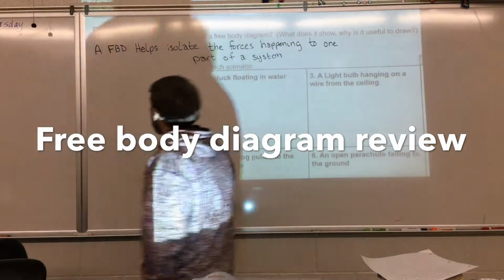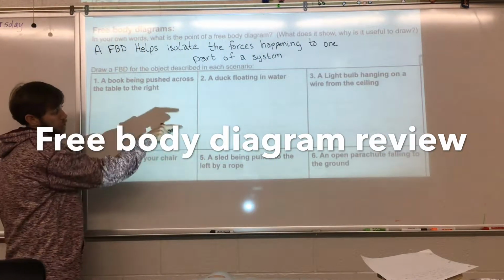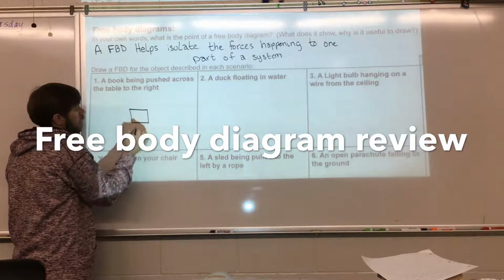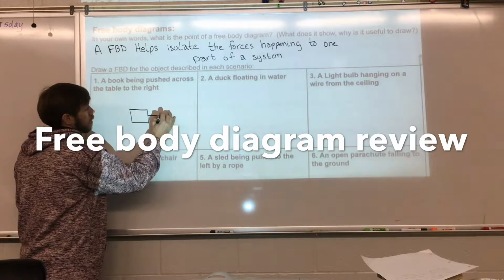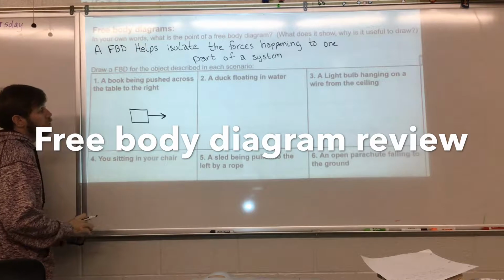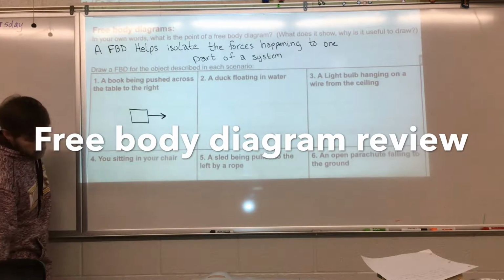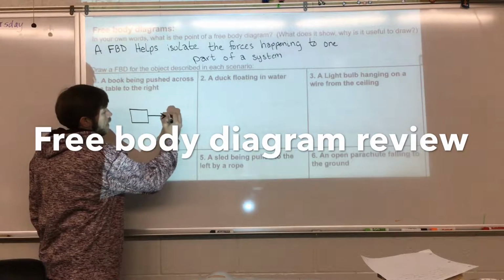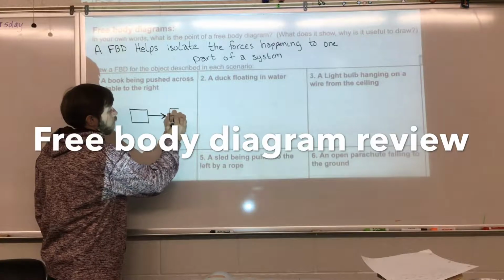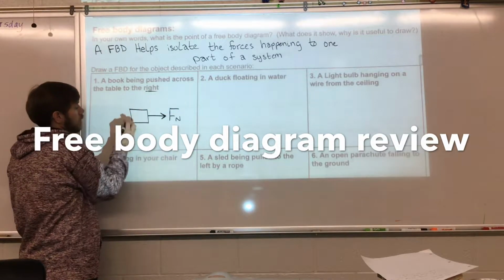Number 1, it says a book is being pushed across the table to the right. So to start, let's put our book here, and it's going to be getting pushed to the right. So if it's being pushed to the right, remember we just said in the last one, anytime there's a push or a pull, then we know that anytime one thing is pushing on another, it's force normal. And we also know that it's moving to the right.